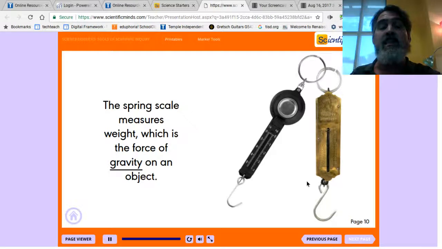Okay, the spring scale measures weight, which is the force of gravity on an object. So we're going to be talking about the difference between mass and weight. Remember, weight has to do with the pull of gravity.